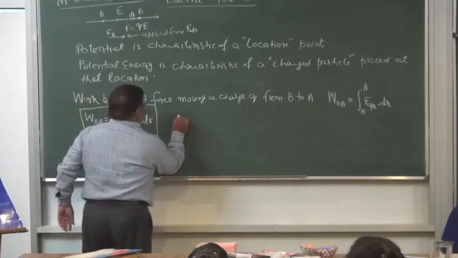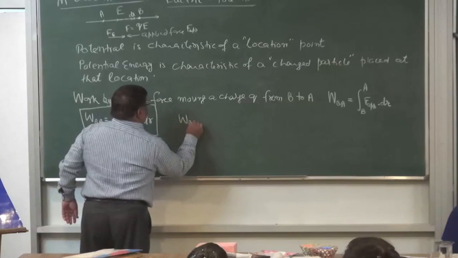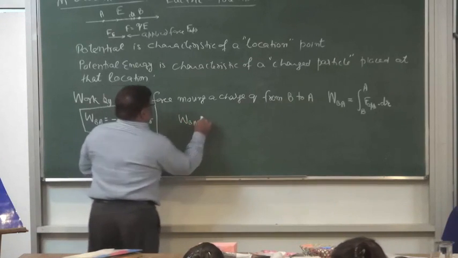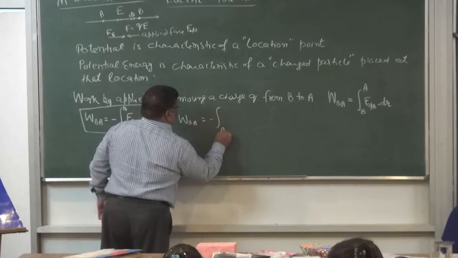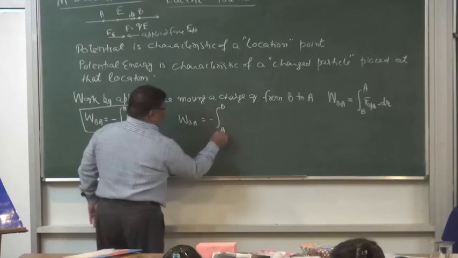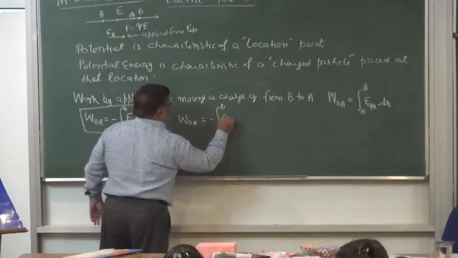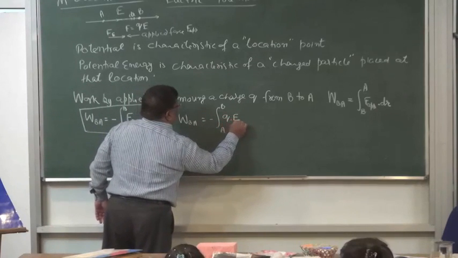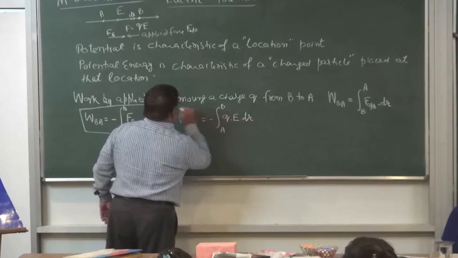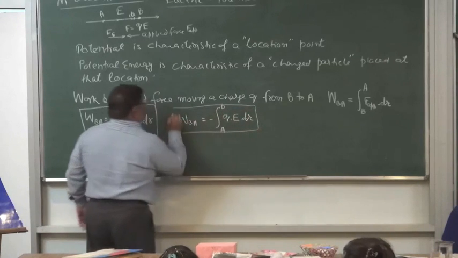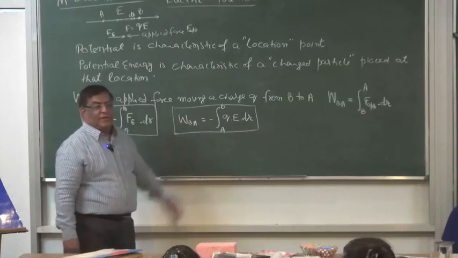Now I can write work done B to A is equal to minus integral from B to A of electrical force, which is Q into electric field, dr. Right?